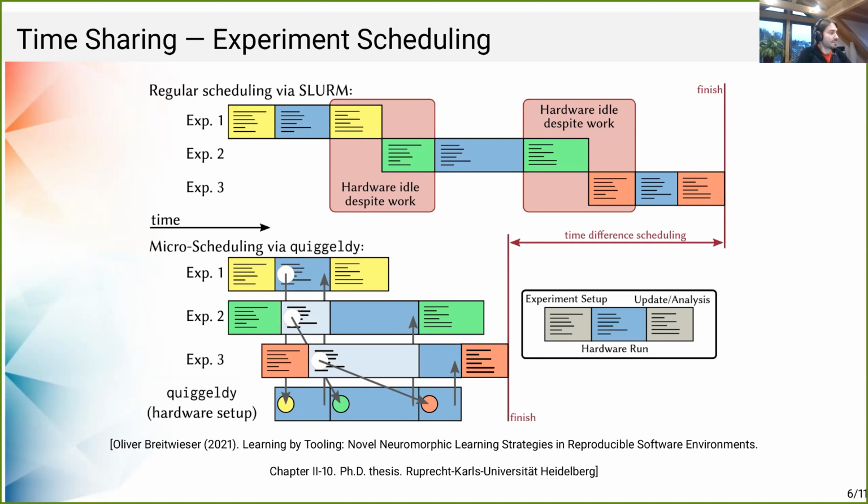And that's obviously not the most efficient way to use hardware, because some part of the job is not using the hardware, but only doing software work. And for this, we implemented a micro-scheduling service, which is called Quiggeldy. That's Oliver Breitwieser's work, and it's also described in his PhD thesis, chapter 2.10.